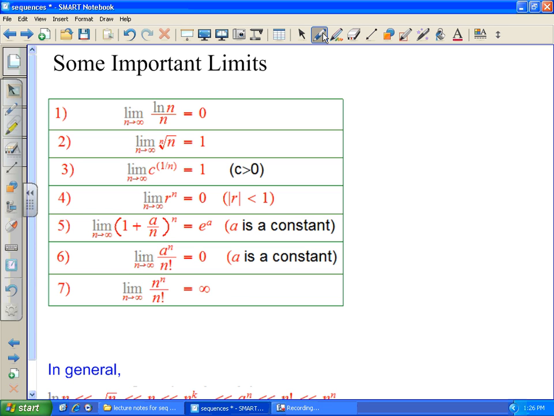Okay, so we're going to start by proving the first one. Limit of ln n over n is equal to 0. So we're going to prove some of these important limits, starting with number 1. And number 1 actually is going to be very straightforward. So, proof of number 1.